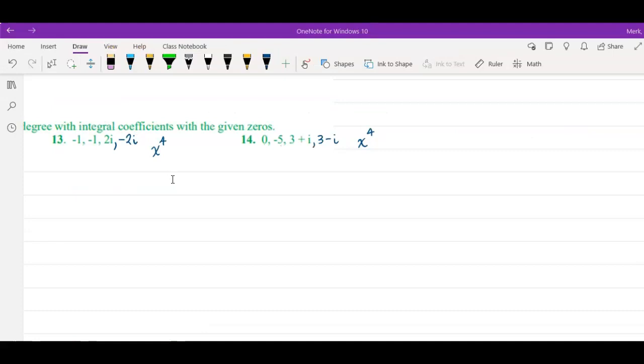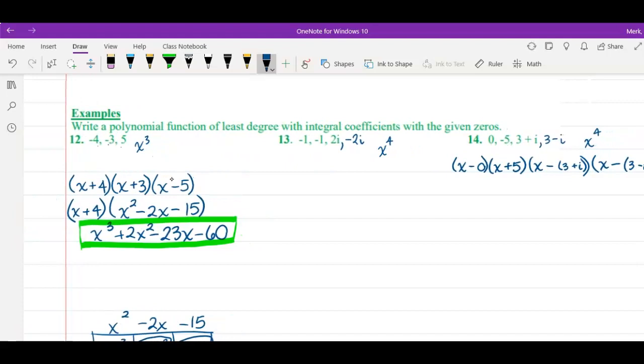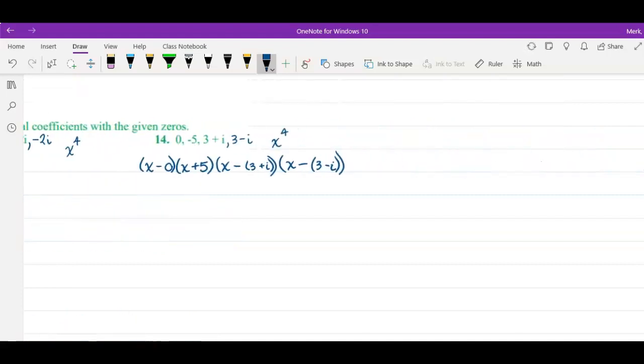Let's take a look at number 14. So if I take each one of these zeros and put it into factor form, I have x minus 0, x plus 5, x minus 3 plus i, and x minus 3 minus i. Because remember, to change it into factored form like we did here, we just changed the signs because we're doing x minus the root. So we're doing the same thing over here. This is pretty simple. It's just x. This is x plus 5.